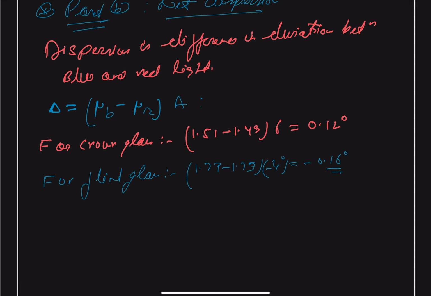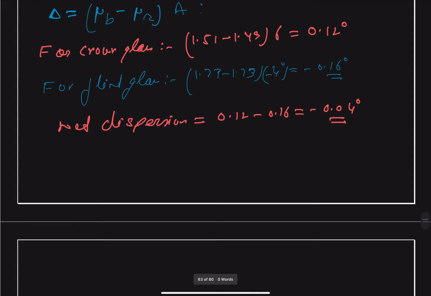So net dispersion, that is 0.12 minus 0.16, will be equal to minus 0.04 degree. So it means it is negative, so the net dispersion bends red more as compared to blue, and that is reversed as compared to the crown glass. So this was it. Go to the next question.